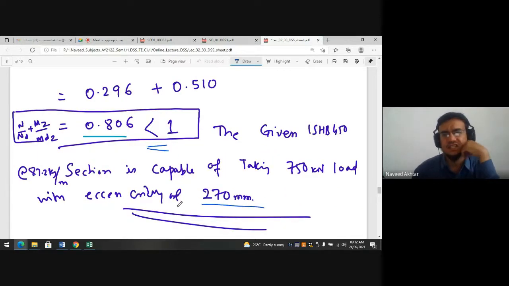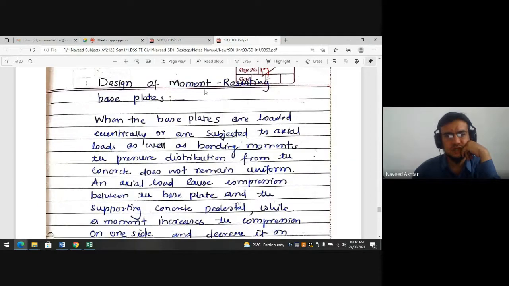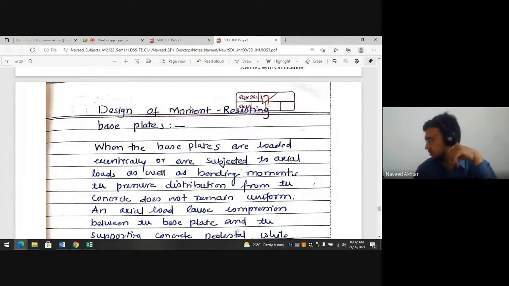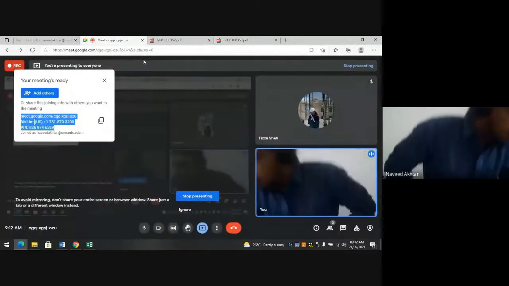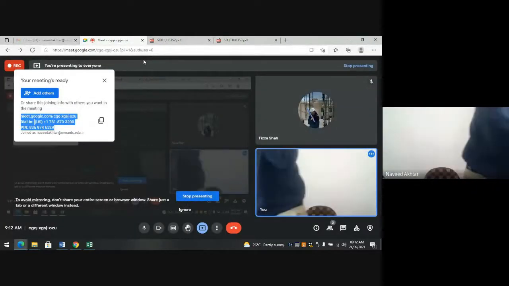Okay, this we have seen yesterday. This example on an eccentric column we have completed. Today we will start part B of our unit number 3.